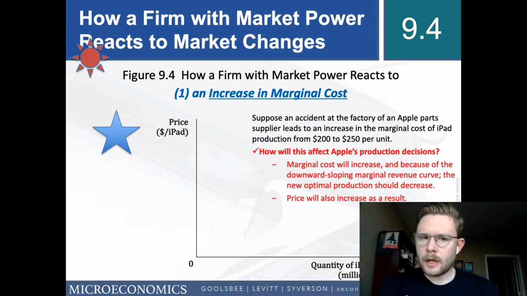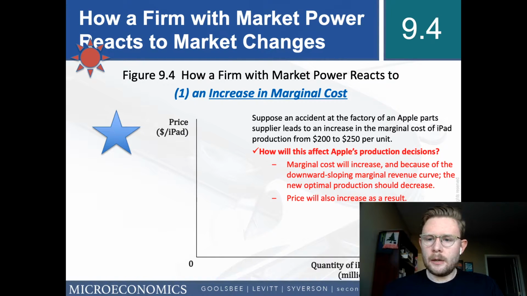So now let's talk about a couple of ways that the firm with market power reacts to different situations. First, let's talk about an increase in marginal cost. The prompt here is talking about suppose that there's an accident at a factory that Apple uses to get its parts from for the iPad, and so Apple's cost of production increases from $200 to $250 per unit. How does this affect Apple's production decisions?